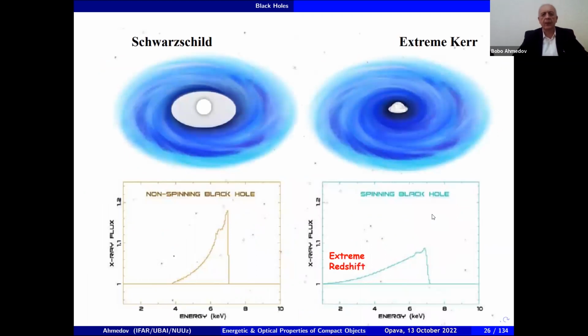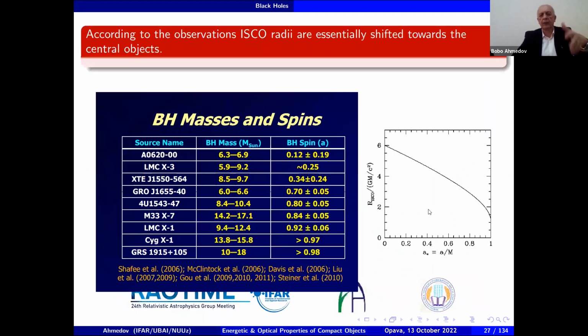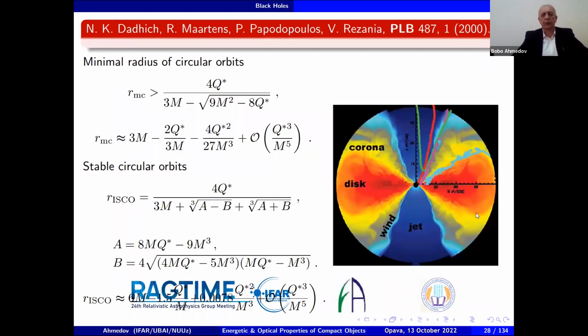Okay, another method is related to the innermost stable circular orbit radius, and this radius strongly depends on the spin of the black hole. So it can be shrunk by a factor of 6 depending on the spin of the black hole, so it can be 6 or 1 gamma mc squared. So this can give us information about the spin of the black hole.